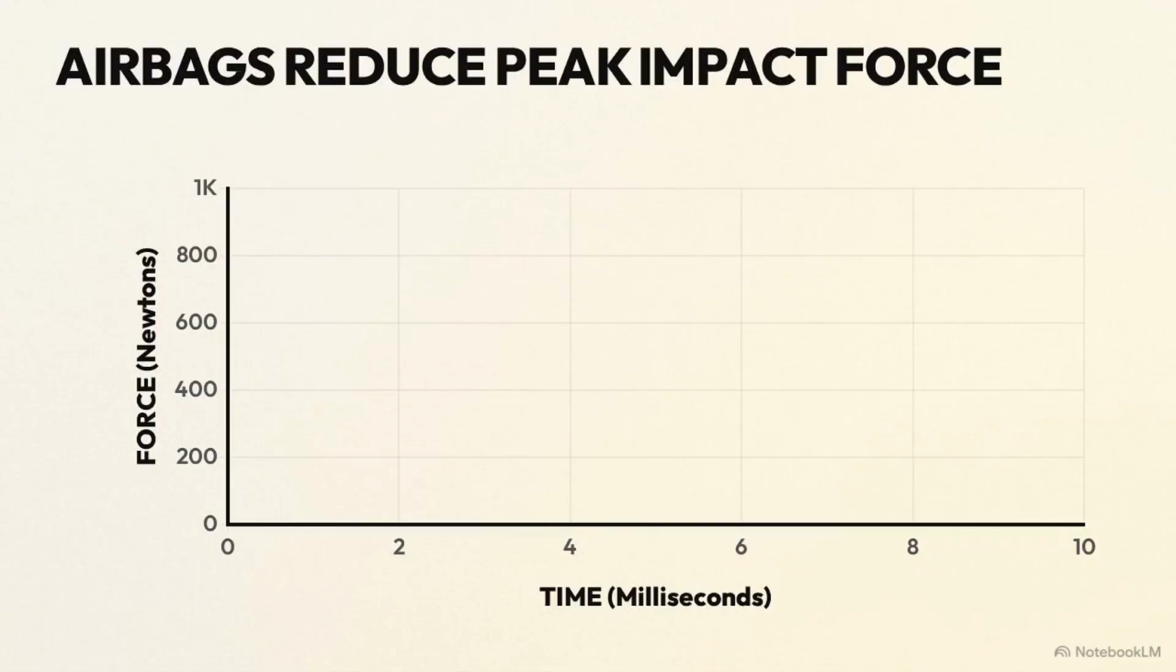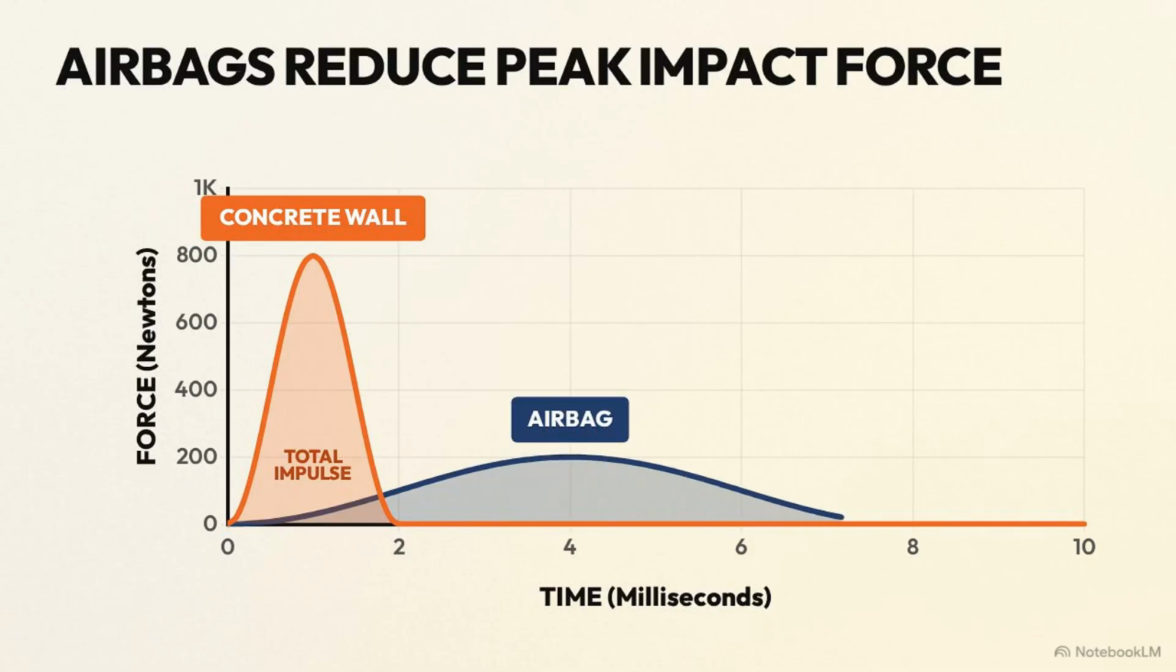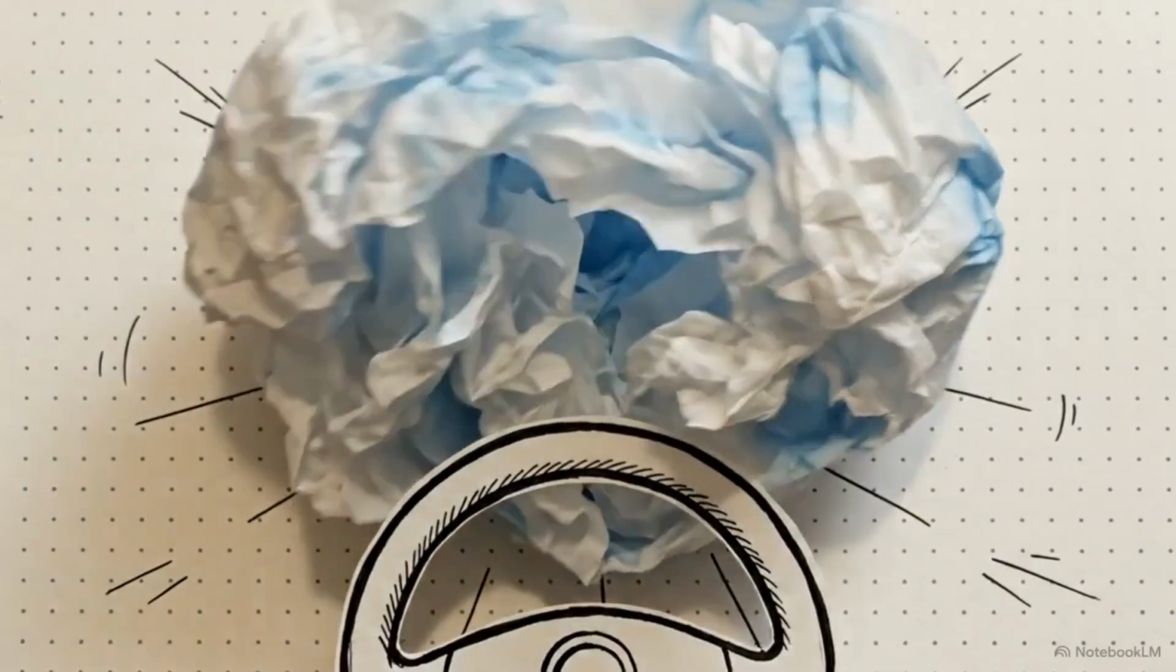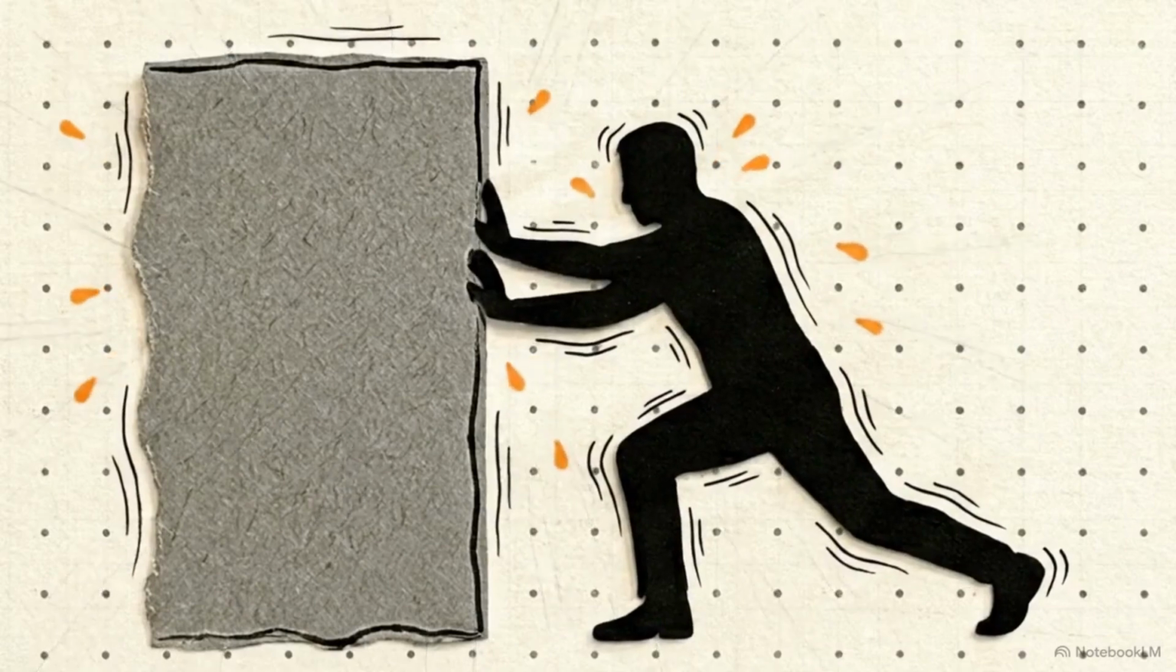This graph compares identical momentum changes. A concrete wall impact creates a tall, narrow force spike because the time interval is near zero. Conversely, airbags spread the transfer out over a longer interval, drastically lowering the average force applied. The laws of physics dictate the destination, but by manipulating impulse, you get to negotiate a much more gentle, survivable deadline. We still have to resolve a stubborn paradox.